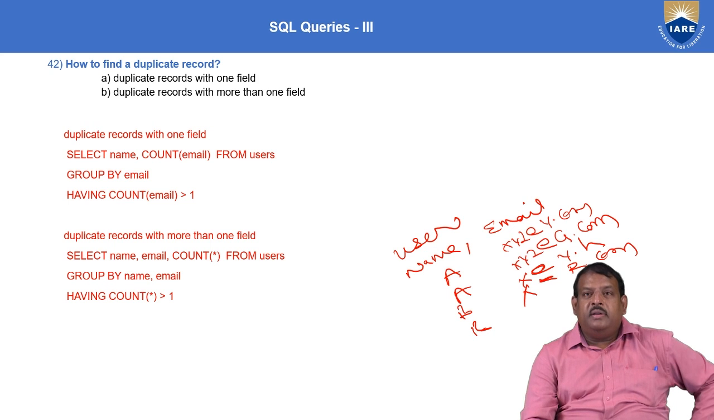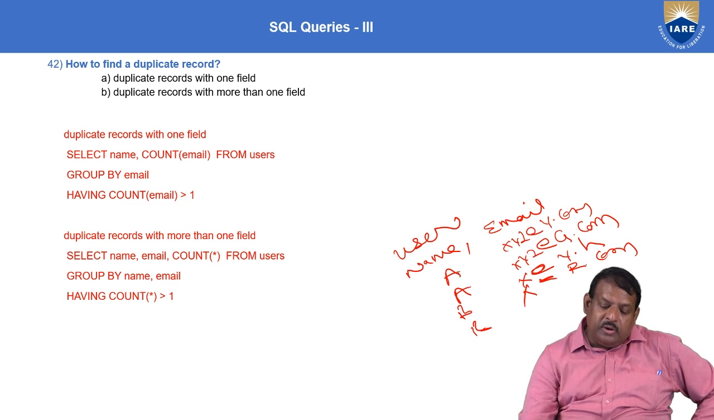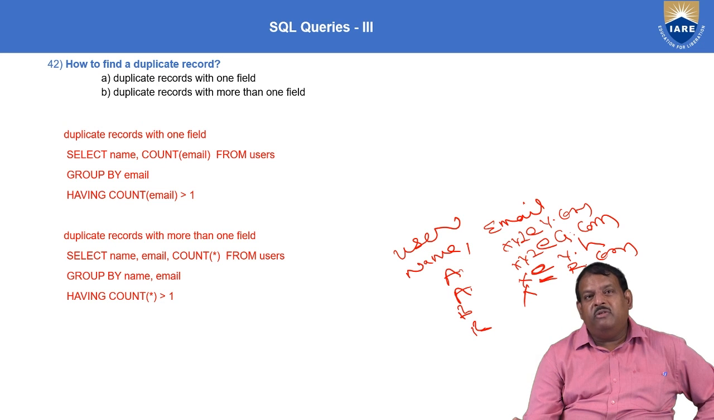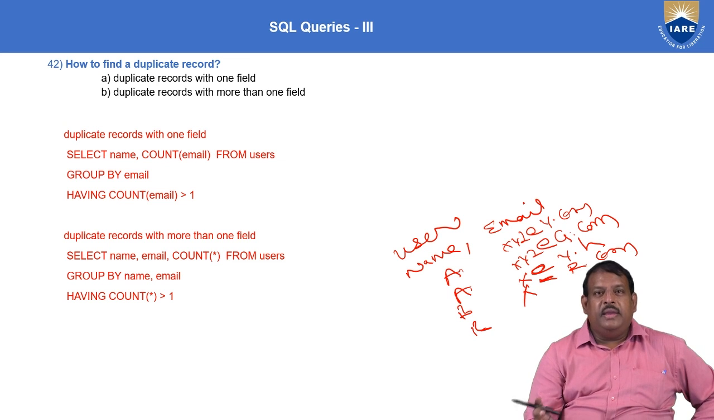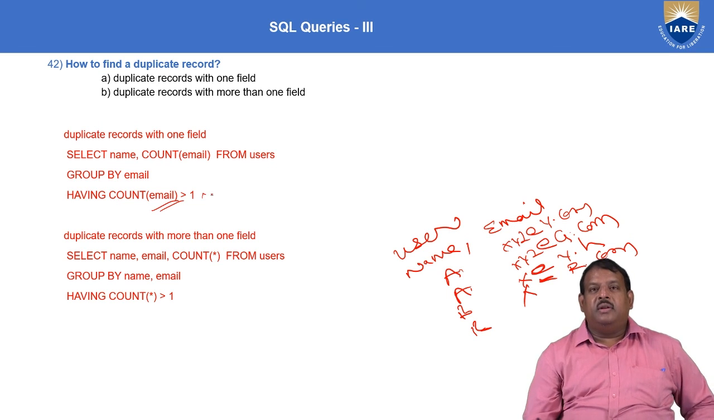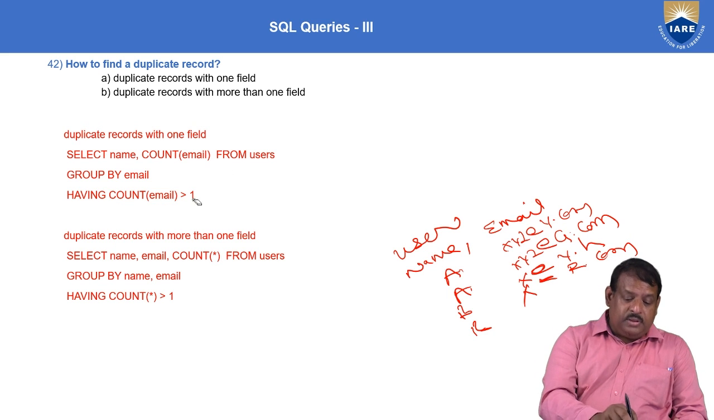Now, if you want to get duplicate fields here, suppose I have two persons having the same email. Here you group by email. When you say group by email, each email will be a distinct email. In that, if you want to retrieve any two emails that are the same, then you have to use the having clause, having count greater than 1. This is going to tell you which users have duplicate emails. This is for one field.